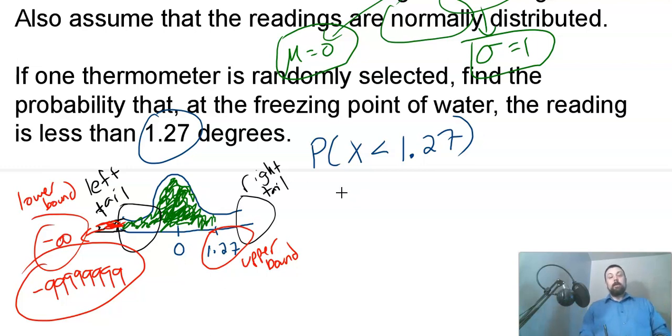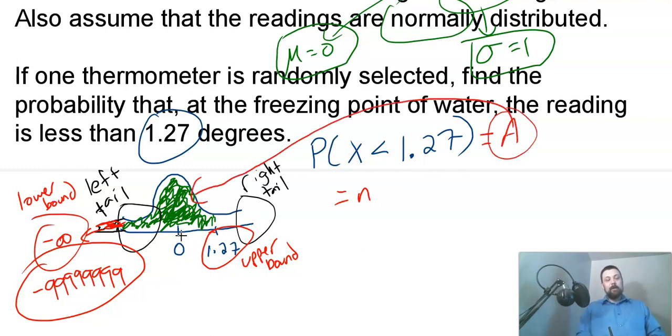All right. So to find this probability, well, let me say this. We're trying to find the area. The area we're trying to find is what I've shaded in green here. And so we're going to use normal CDF to do that.